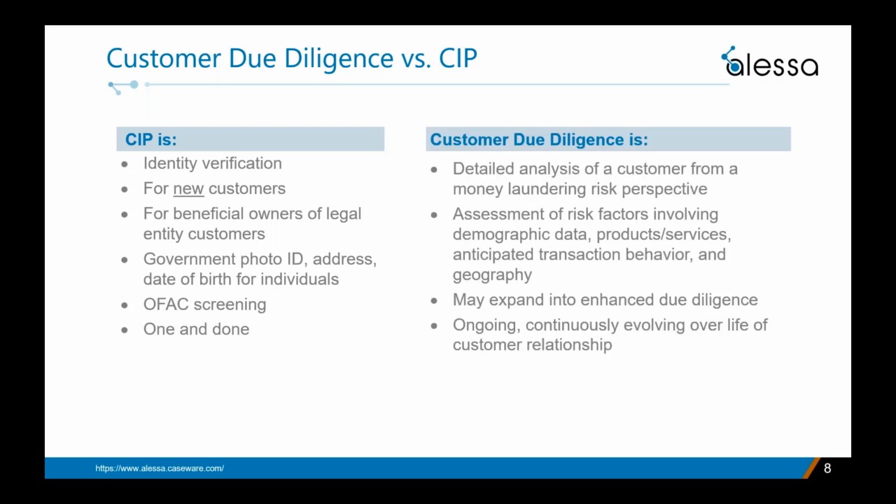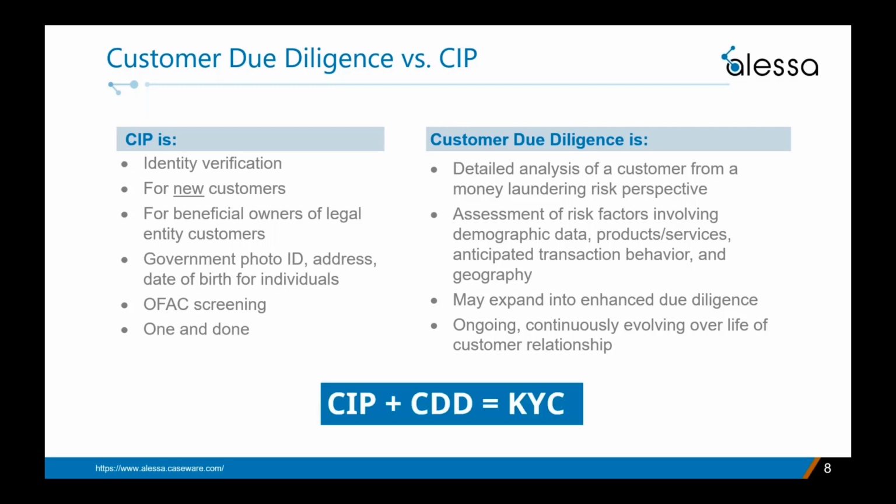Customer due diligence, on the other hand, involves much more detailed analysis and assessment of a new client from an AML risk perspective. Usually when you're onboarding a new customer, identity verification comes first, then due diligence. This is because if you can't verify their identity, you shouldn't even think about opening an account. Together, CIP and CDD are what encompasses KYC, or Know Your Customer. The topic we're covering today and in our next two webinars is all about the due diligence element, not CIP. So now that we've resolved that, let's move on.